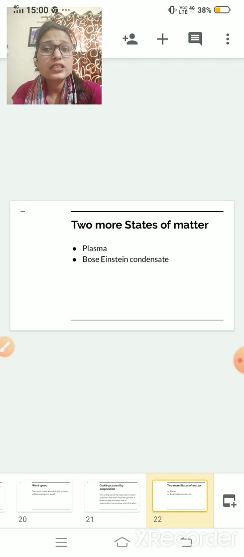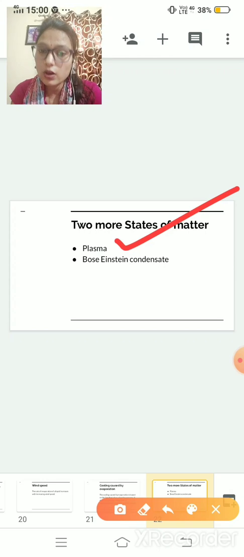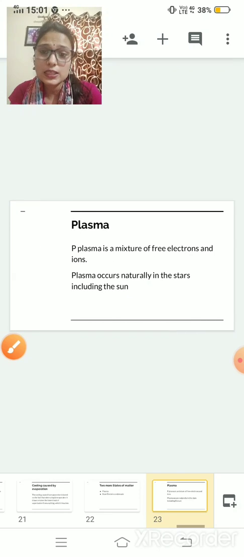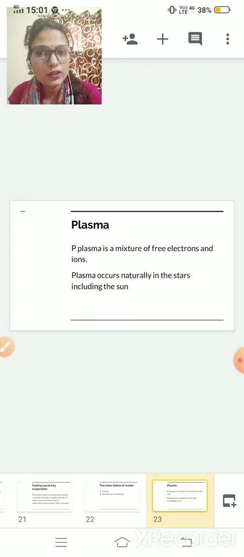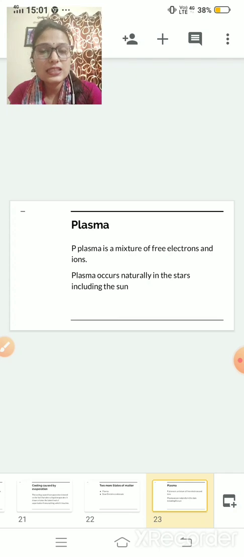We have done that matter occurs in three states, that is solid, liquid and gas. But there are two more states. One is plasma, and the second is Bose-Einstein condensate. Clear? What do you mean by plasma? See, plasma is a mixture of free electrons and ions. If free electrons and ions are there, that state is known as the plasma state. Plasma occurs naturally in the stars and sun.